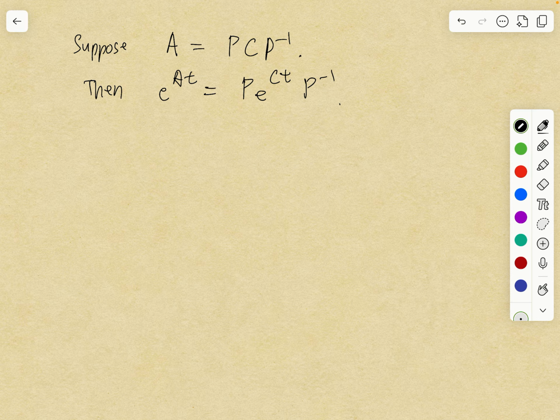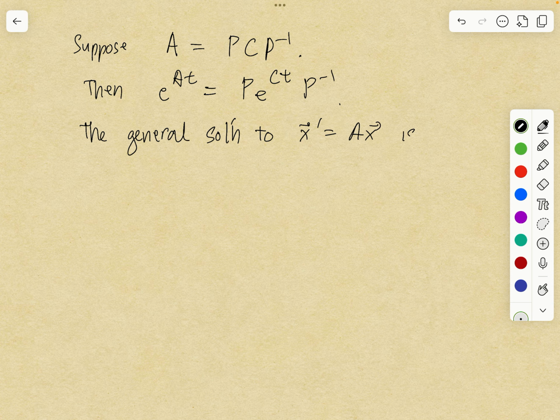And the key fact about solving x prime equals Ax is that the general solution is the span of the columns of e to the At. When you have a matrix and you look at the span of the columns, now this matrix e to the At involves t, right? But it's still a matrix. So you can look at all linear combinations of the columns.